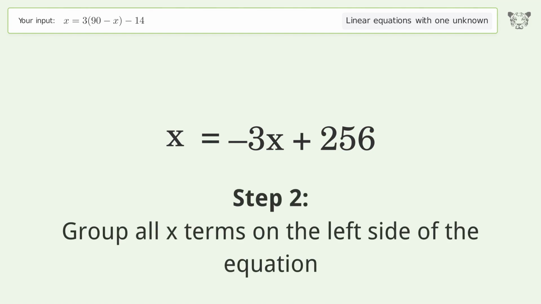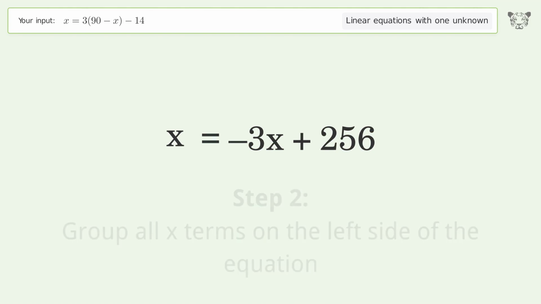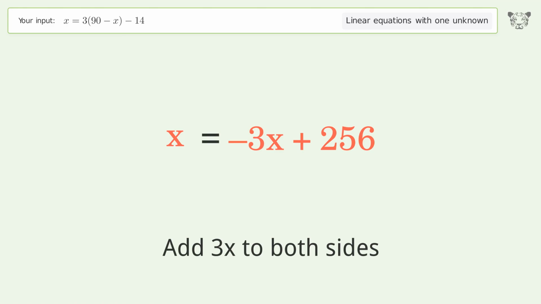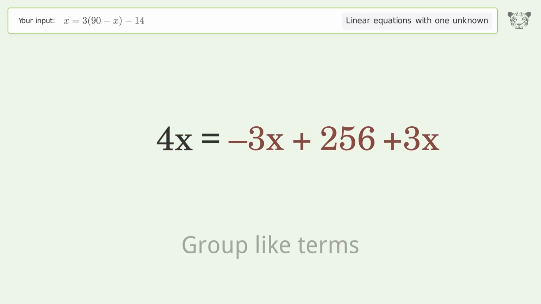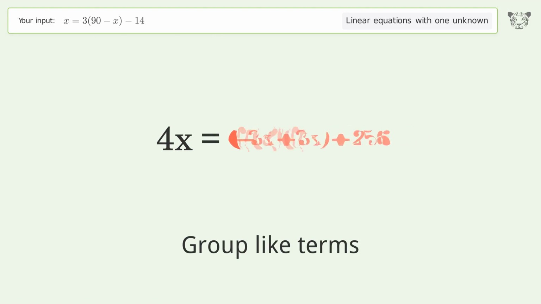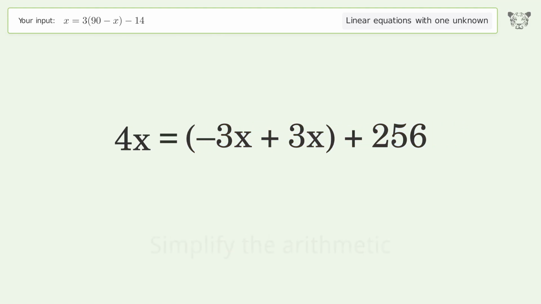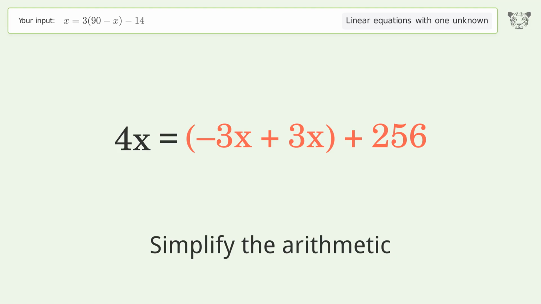Group all x terms on the left side of the equation. Add 3x to both sides. Simplify the arithmetic. Group like terms. Simplify the arithmetic.